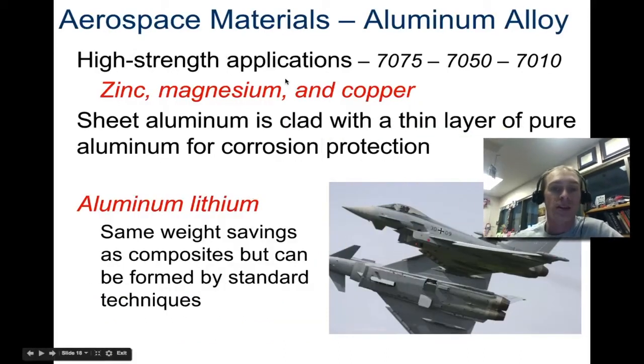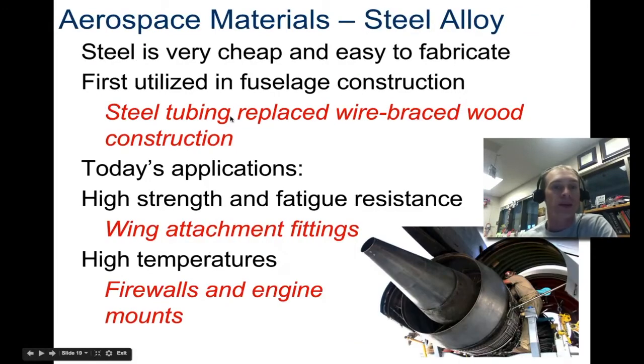Some really high strength applications are in the 7000 series, and that's using zinc, magnesium, and copper. And if sheet metal aluminum is clad with a thin layer of pure aluminum for corrosion protection, zinc is also used as a corrosion protection. Aluminum lithium has the same weight savings as composites, but it can also be formed using standard techniques, so another good alloy. Steel, moving on, is very cheap and easy to fabricate, and it's first utilized in fuselage construction.